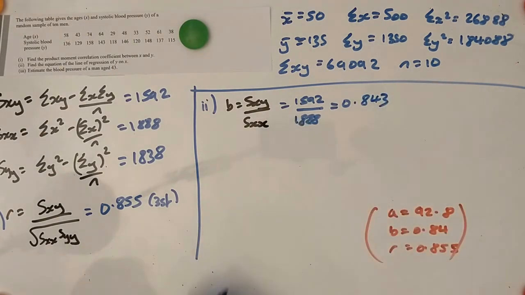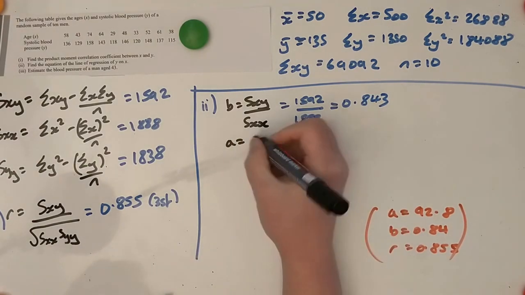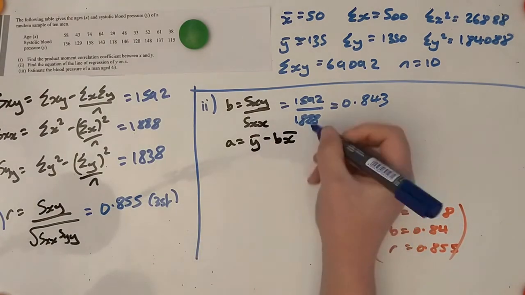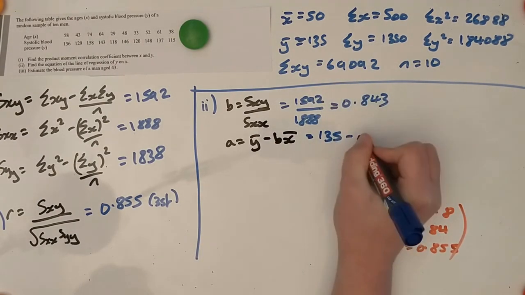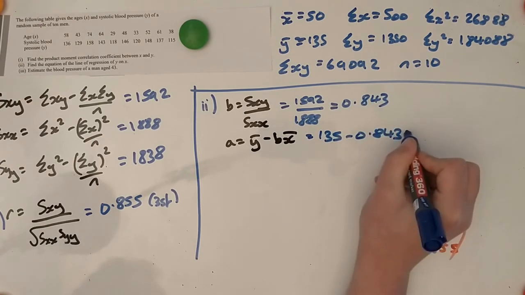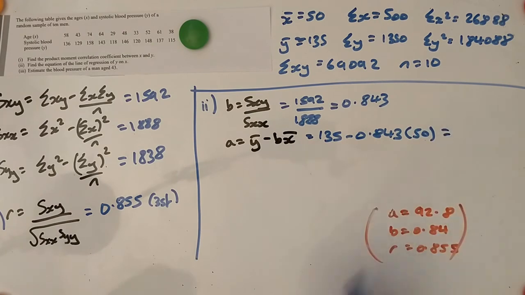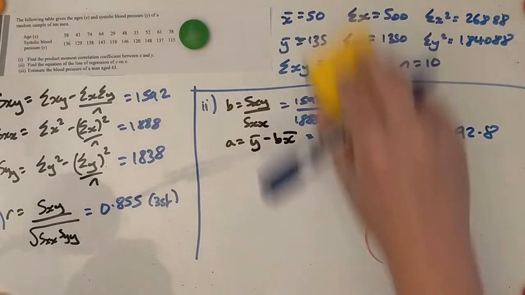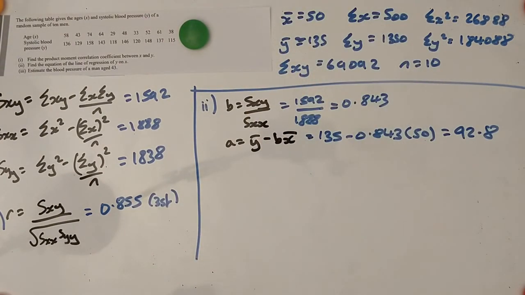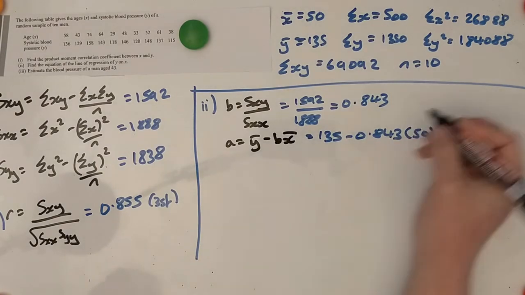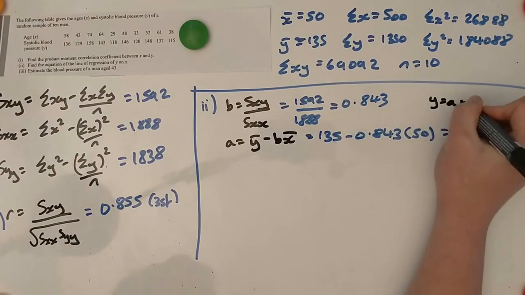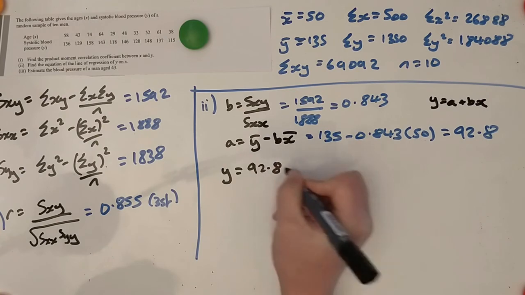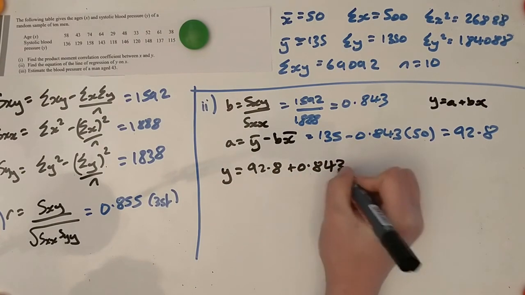as expected, and A is equal to y bar minus b x bar. So that's 135, take away 0.843 times by 50. Put that into our calculator and we get 92.8 as expected. So that means my formula is in the form y equals a plus bx. So that means y is equal to 92.8 plus 0.843x.